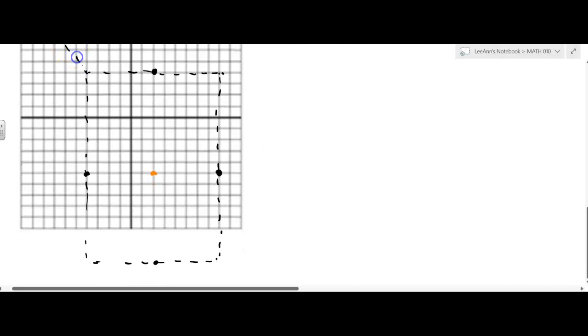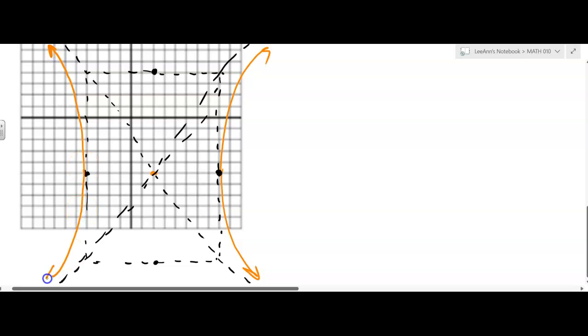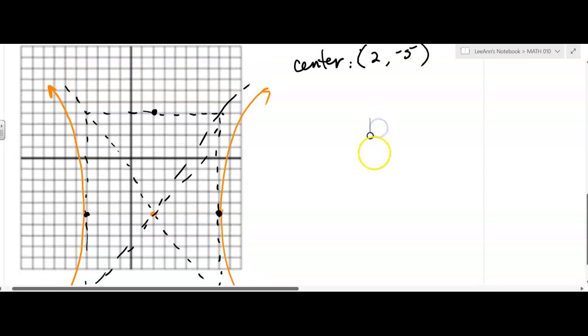And so my asymptotes have to go through the origin, or not the origin, the center. Kind of missed it there. Like that. Okay, so the actual hyperbola is going this way. It's pretty big, pretty wide. And a lot of times they are, but not always. So it looks something like that. Okay, that's the graph. It's not a great graph, but that's what it is.